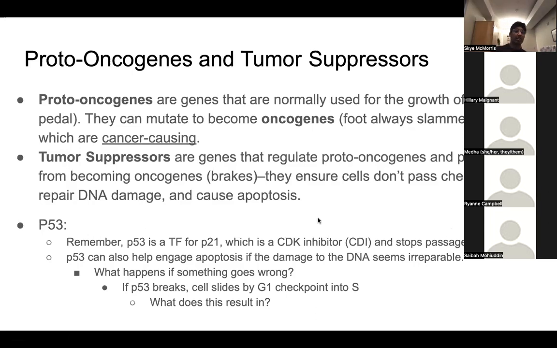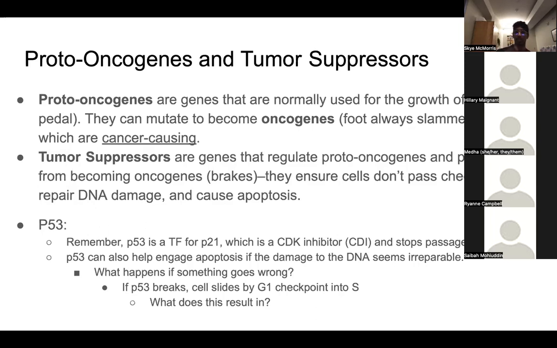The other thing that we talk about when we're talking about this control is tumor suppressors, and tumor suppressors kind of act as the brakes on this car. The genes that actually regulate the proto-oncogenes make sure that the proto-oncogenes don't become oncogenes, and they're the ones that stop the cell from passing checkpoints, right? So if the proto-oncogene is pressing on the gas, then the tumor suppressor will pull that proto-oncogene back. It'll engage the brakes and it'll be like, wait a second, there's a brick wall ahead of us. We don't want to run into that. So let's not pass that checkpoint, right?